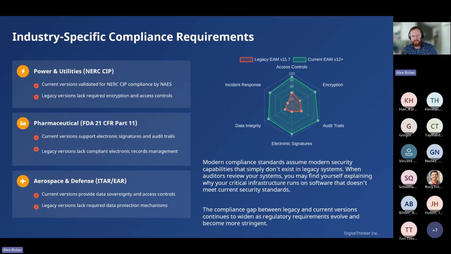So when auditors review your systems, you may find yourself explaining why your critical infrastructure runs on software that doesn't meet security standards.